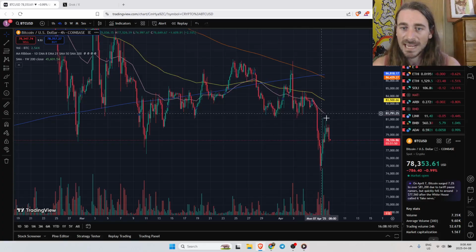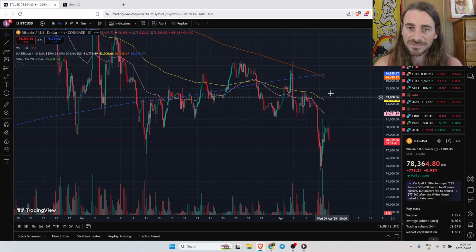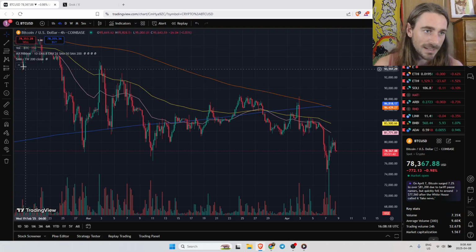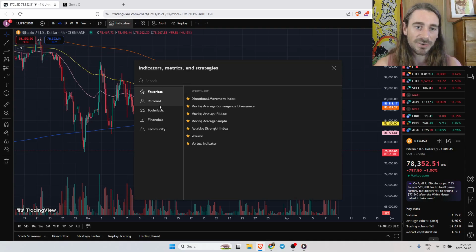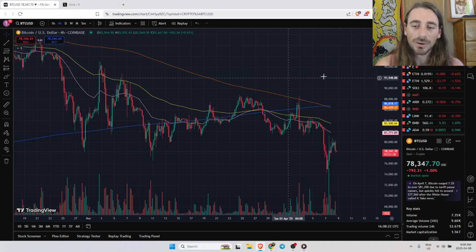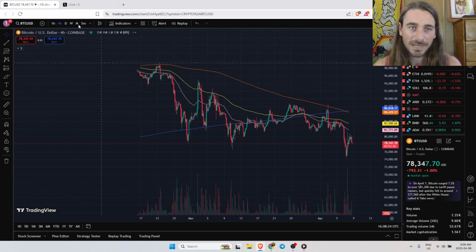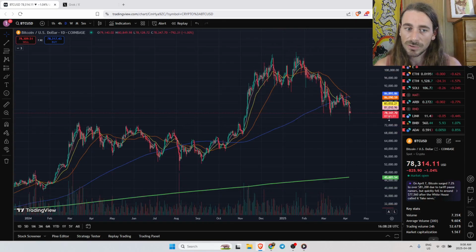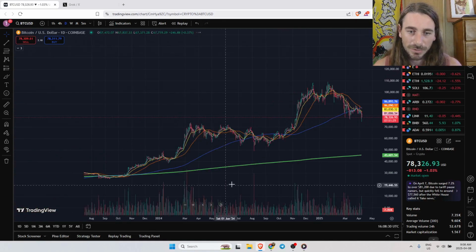We want to regain these low time frame moving averages first. That's the first step, and then we can start to really try to attack these higher time frame moving averages. But it's pretty much, I just wanted to show you guys, you can get a lot of information from the free version of TradingView. You just have to know which indicators to look at and which ones to focus on.